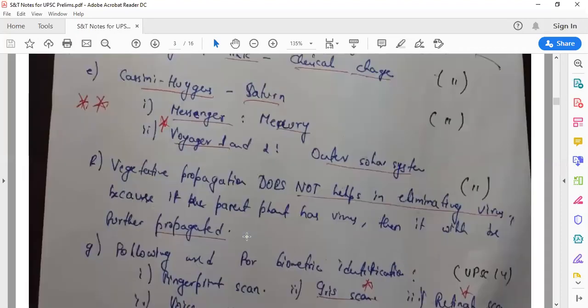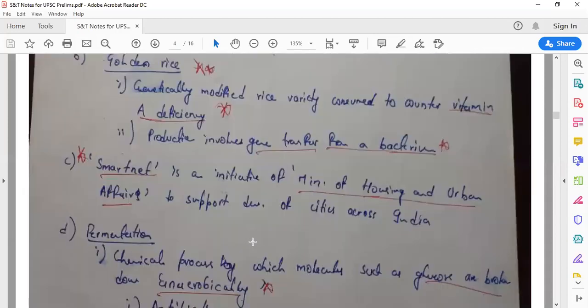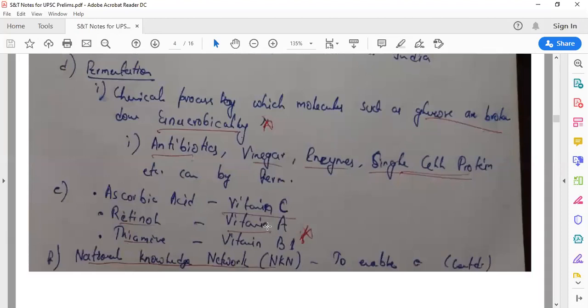Now let's talk about the other names of these vitamins. Vitamin A is also called retinol. They may not ask you about the deficiency of vitamin A; they can ask you about the deficiency of retinol. So retinol is the other name of vitamin A. The other name of vitamin B1 is thiamine. Vitamin C is ascorbic acid.